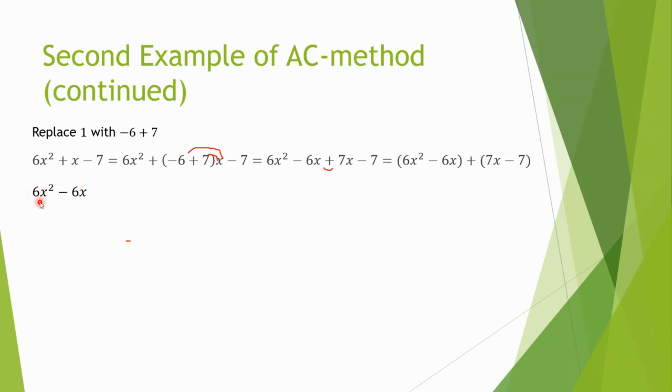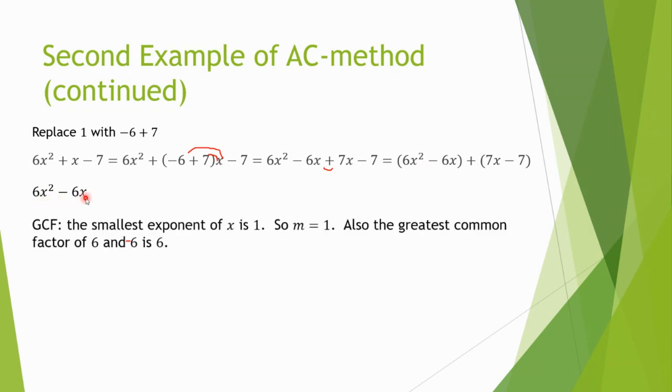Well, the smallest exponent of x is 1, as we can see. And here we have 6 and -6. Well, they have the same factors. So because of that, the greatest common factor of 6 and -6 is just 6. 6 and negative 6 have the same factors. Factors can only be positive. So our GCF for that is this. And as usual, figure it out.